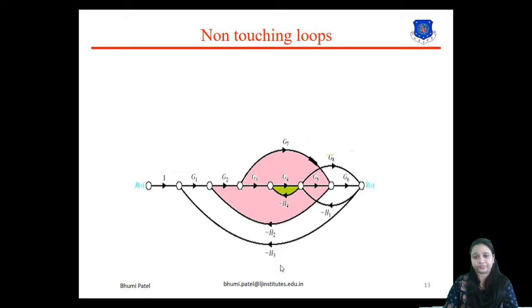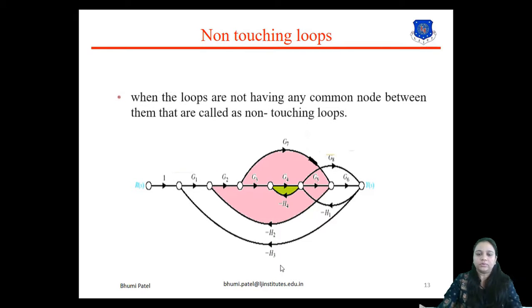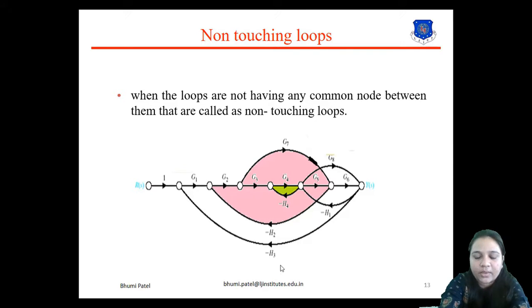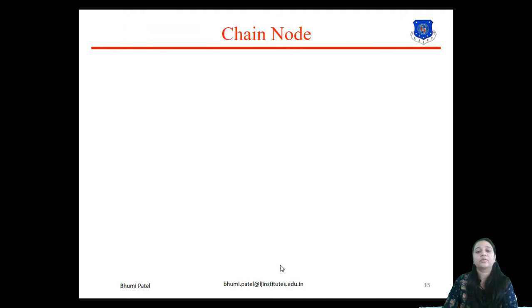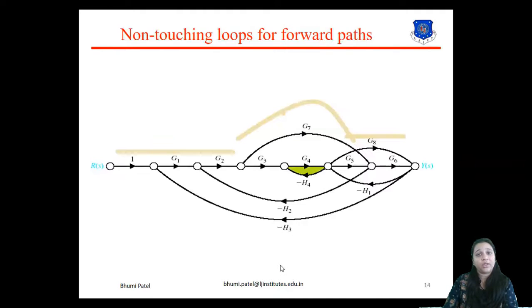Next one is the non-touching loop. Loops are said to be non-touching when there is no common node between them, meaning the loops do not have any common node. Here G4 into minus H4 is the non-touching loop because there is no common node. Now find the non-touching loop for the forward path. Here the non-touching loop for the forward path is G1, G2, G7, G8.